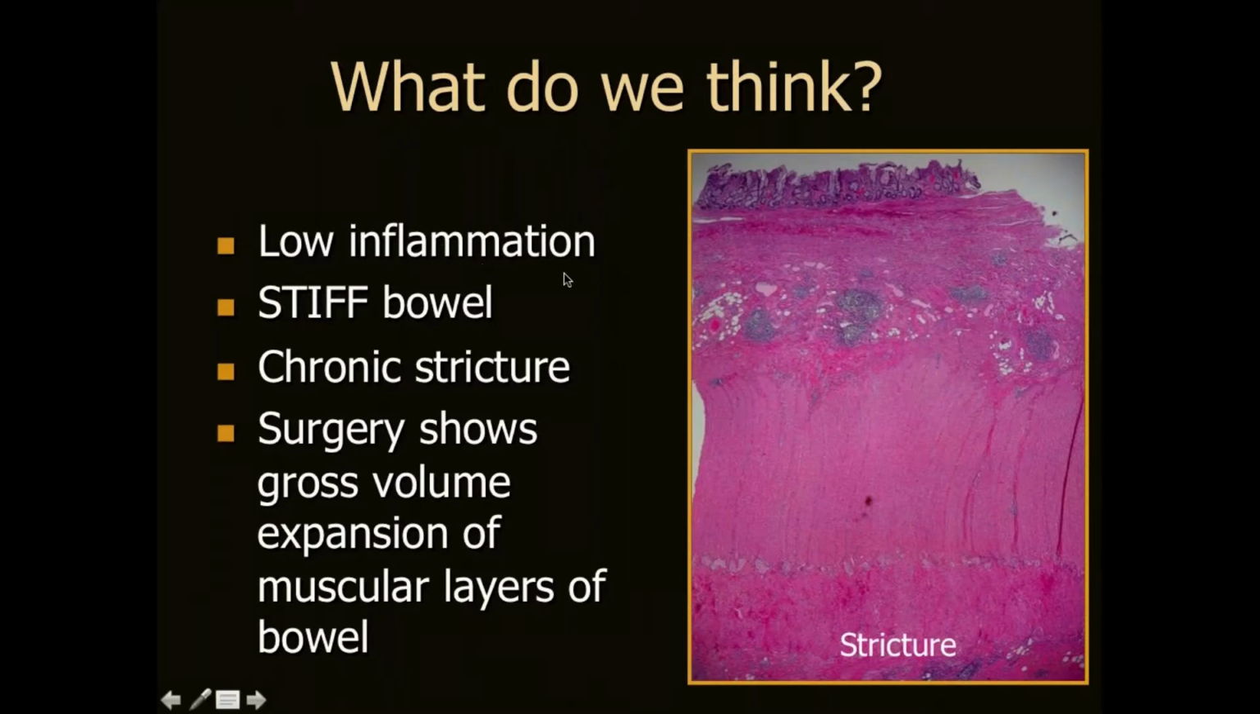patient, and so we can see that there's very low inflammation on this stiff bowel. And this, of course, this pink tissue is muscularization with increase of the muscle component from both the muscularis mucosa and also the muscularis propria.